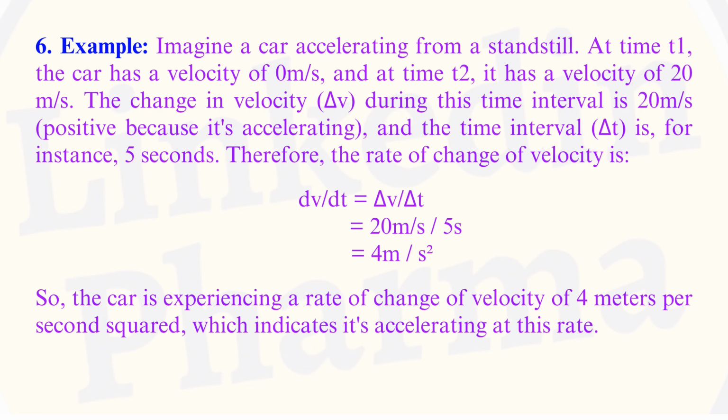Therefore, the rate of change of velocity is dv by dt equals delta v by delta t equals 20 meters per second divided by 5 seconds equals 4 meters per second squared. So, the car is experiencing a rate of change of velocity of 4 meters per second squared, which indicates it's accelerating at this rate.